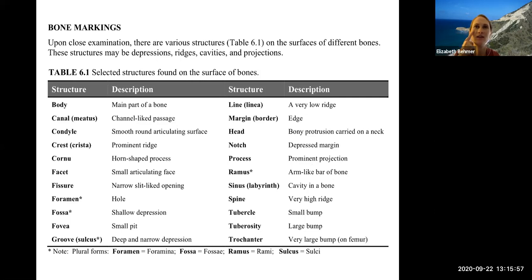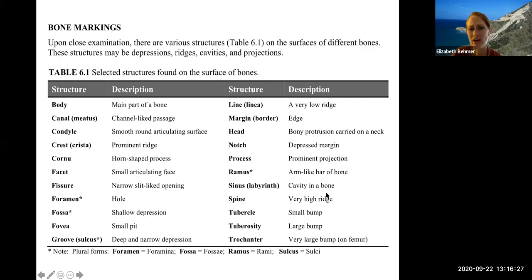A process is anything prominent that sticks out on a bone. If you feel where your cheeks are, you feel a bone that goes back to your ear. That's actually called the zygomatic process. Any piece of a bone that sticks out. A ramus is an arm-like part of a bone. You have a ramus on your mandible that helps give you the shape of your jaw. A sinus is a cavity within a bone. Within your skull, you have different spaces or cavities, and they are called sinuses.